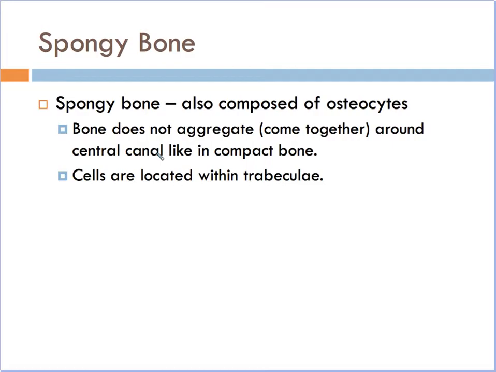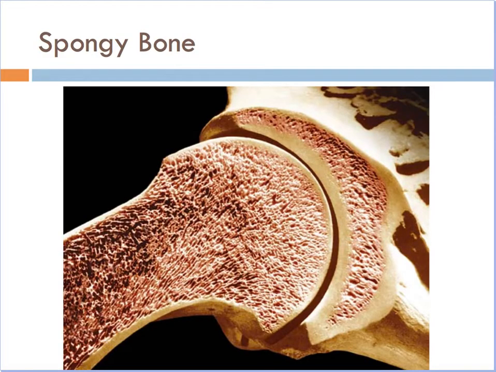Spongy bone. So that's all compact bone. What we just looked at is compact bone. Spongy bone is also composed of osteocytes, but this bone does not come together around the central canal like in compact bone. These osteocytes are located within the trabeculae, within the branches of the spongy bone. Your osteocytes are found within these different branches. They're all over the place. There are numerous of them. They expand out a little bit, but they never connect and come together, as in compact bone.